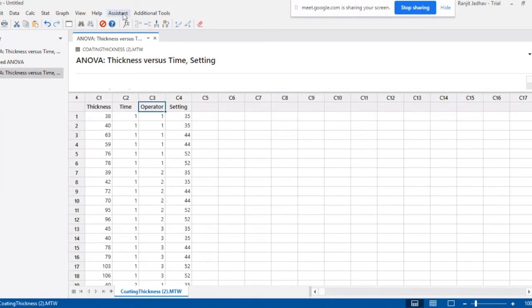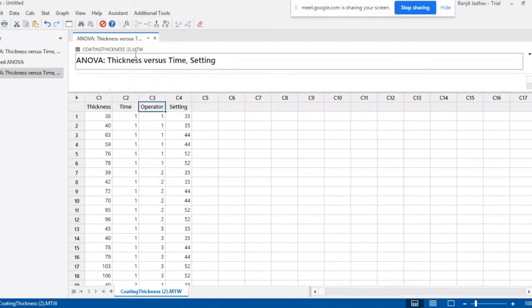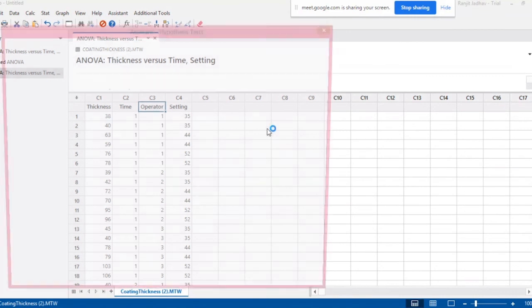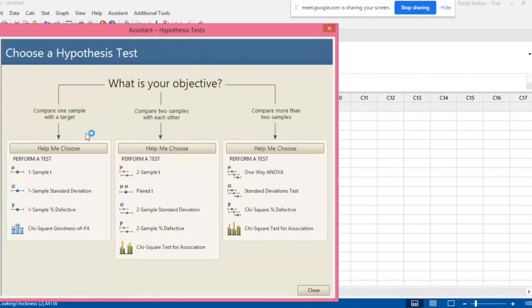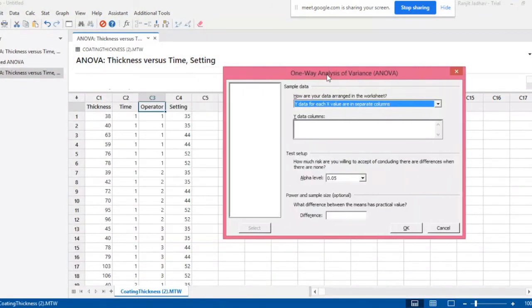Okay, so if you go to Assistant, here we can see hypothesis test. See, here we have the ANOVA. Okay, so if you select thickness, Y data for each.